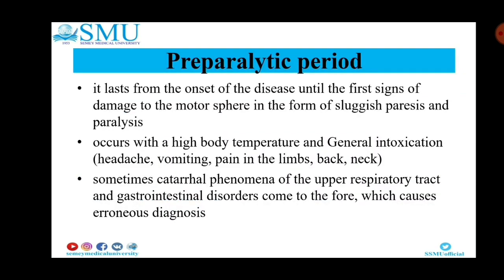Pre-paralytic period. It lasts from the onset of the disease until the first signs of damage to the motor sphere in the form of sluggish paresis and paralysis. It occurs with a high body temperature and general intoxication symptoms, headache, vomiting, pain in the limbs, back, and neck. Sometimes catarrhal phenomena of the upper respiratory tract and gastrointestinal disorders come to the fore, which cause erroneous diagnosis.